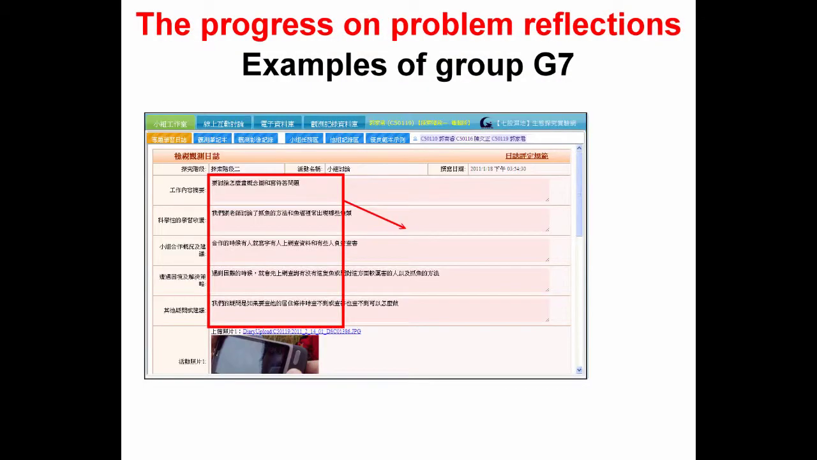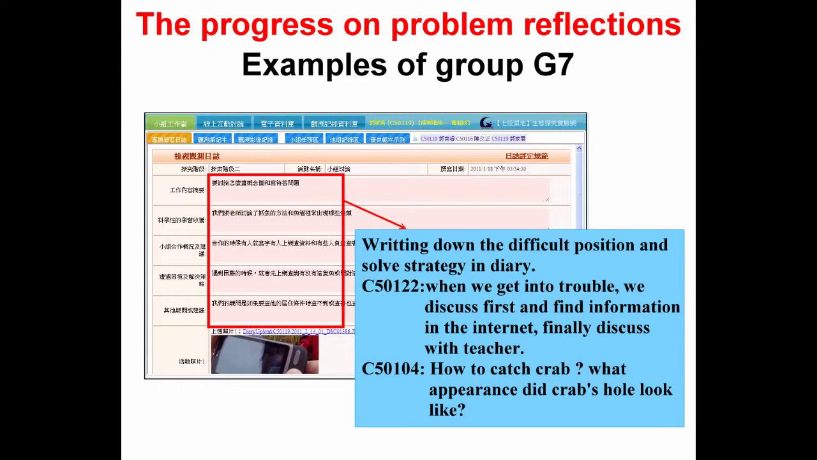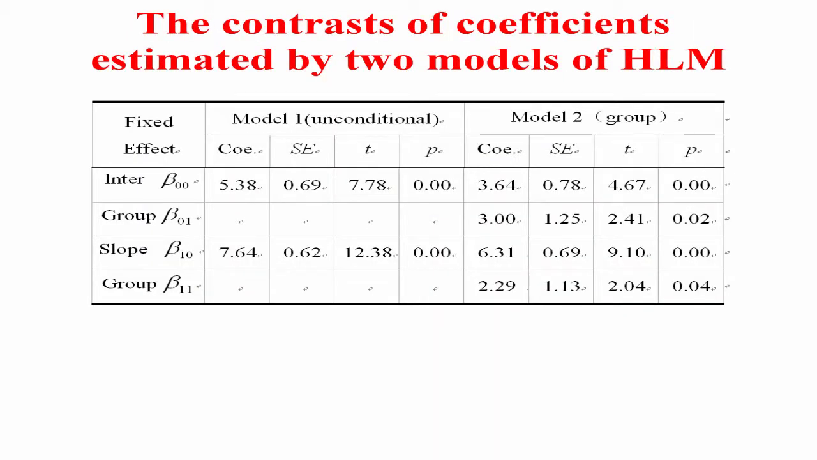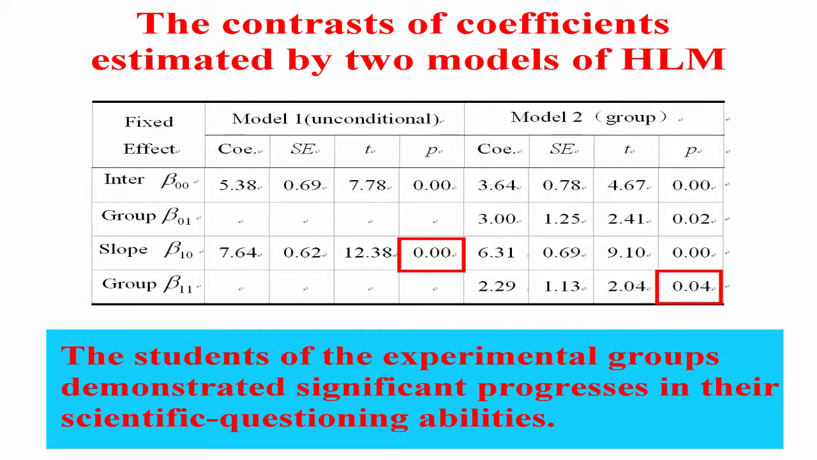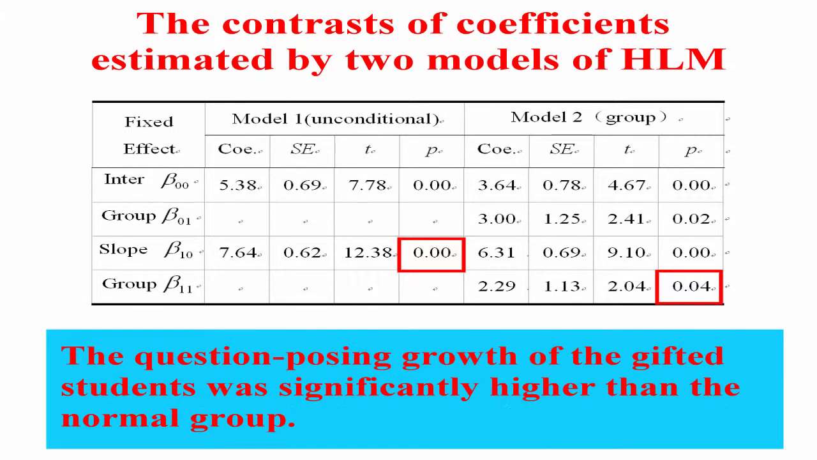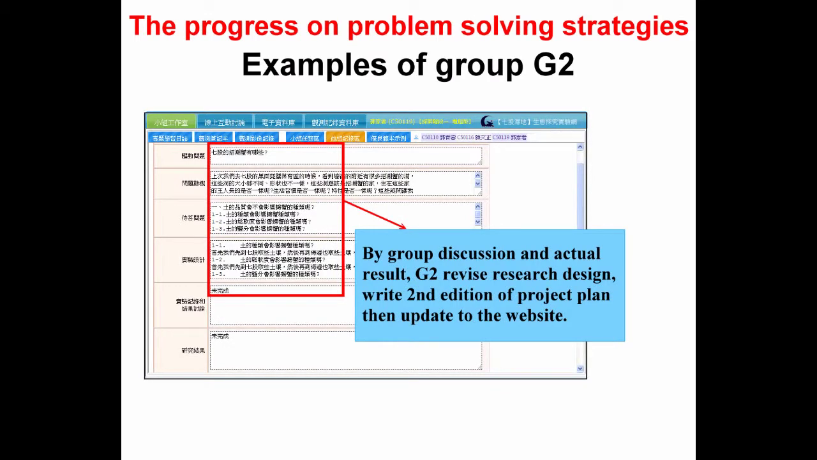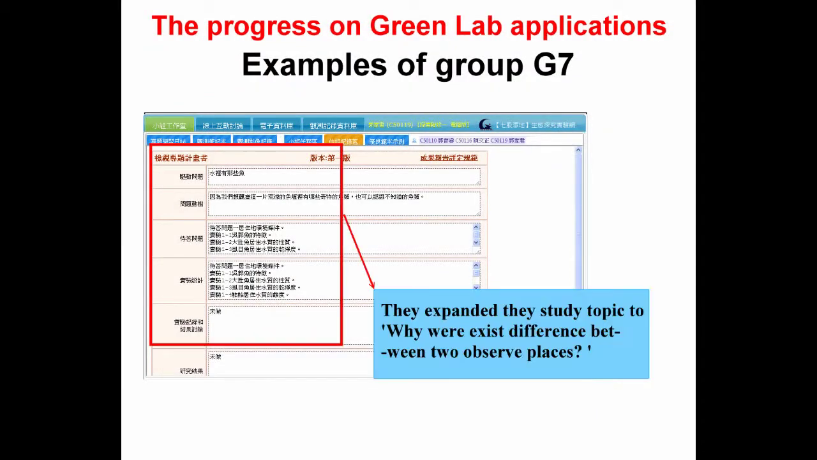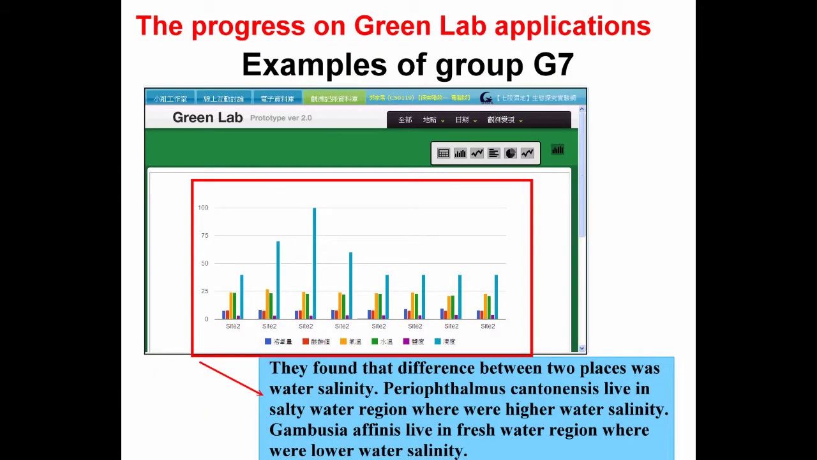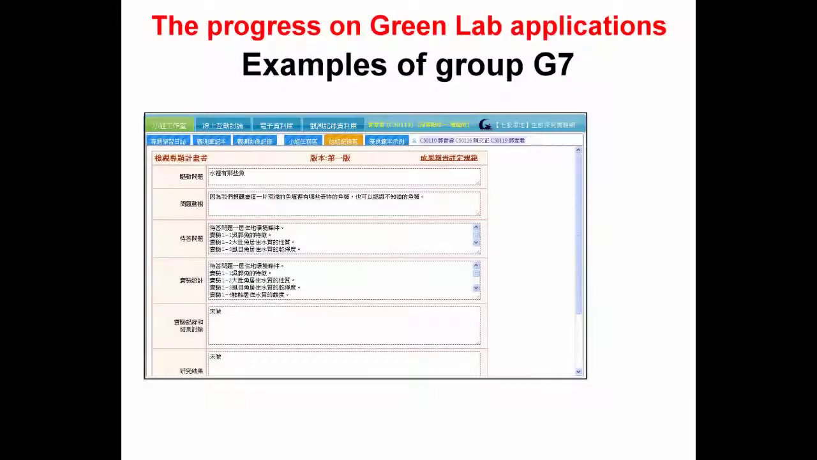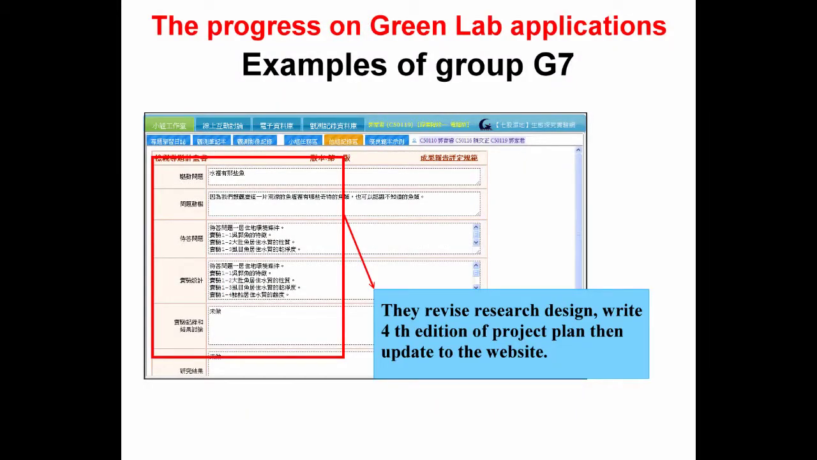In terms of the learning experience groups, the scientific questioning abilities of the experienced learners were better than those of the novice learners. In terms of learners' ability, the question-posing growth of the gifted students was significantly higher than the normal group. Generally speaking, students of experimental groups were progressing toward the learning objectives effectively. Within a 5-month period, elementary school children started to raise some database inquiry questions collaboratively with the support of UPBLS.